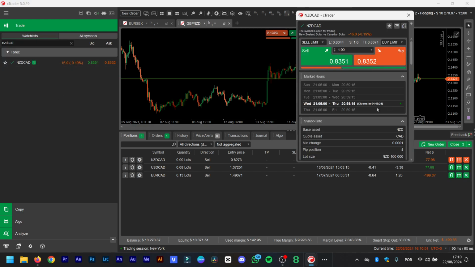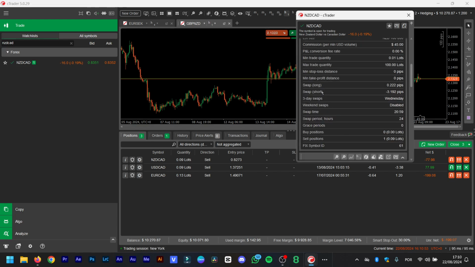So in the symbol window, as you can see, this is long, which is a buying position, and this is short, which is negative 3.19. So when I'm short, that means I'm selling, and when I'm long, that means I'm buying. When I'm long, I'm receiving 0.22 every day for the position, versus when I'm short, I am paying 3.19 every day.